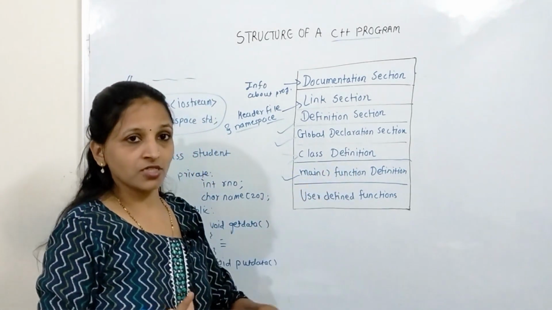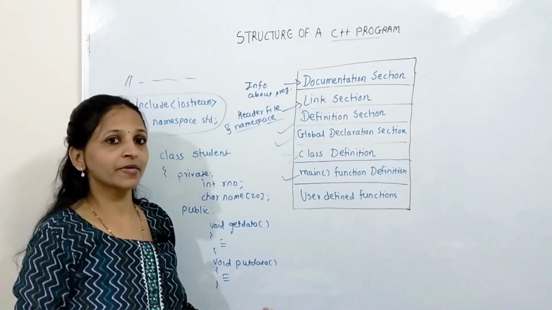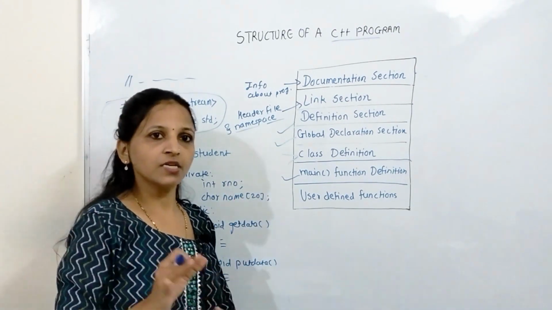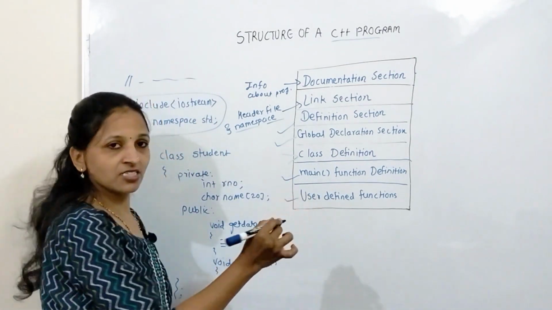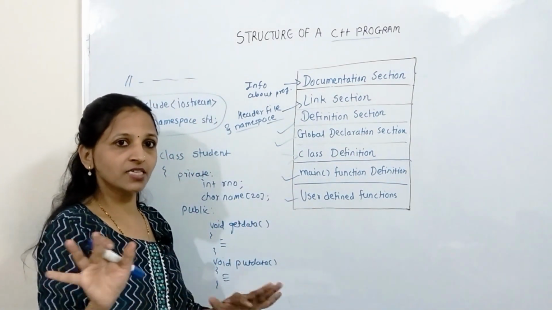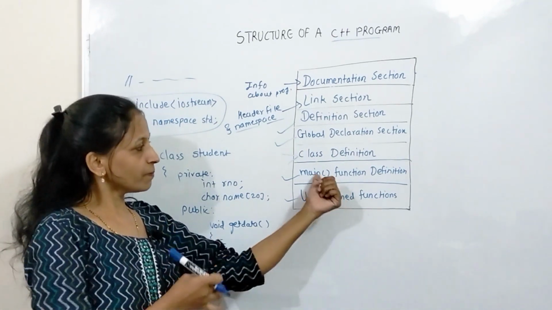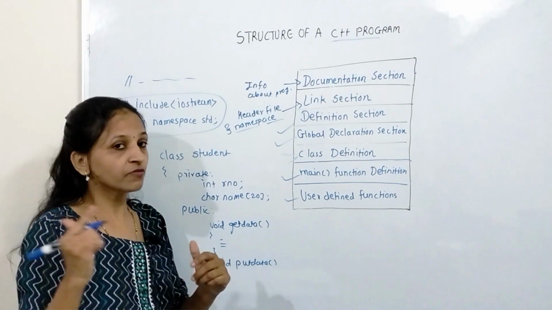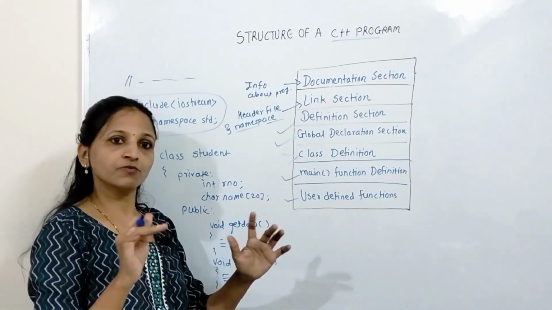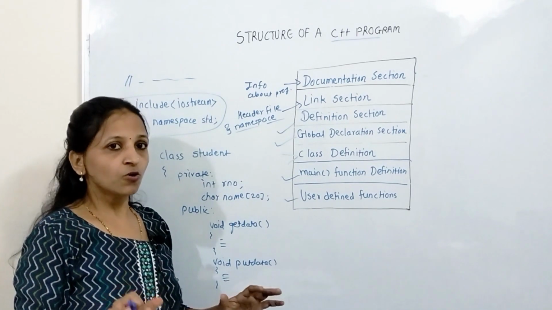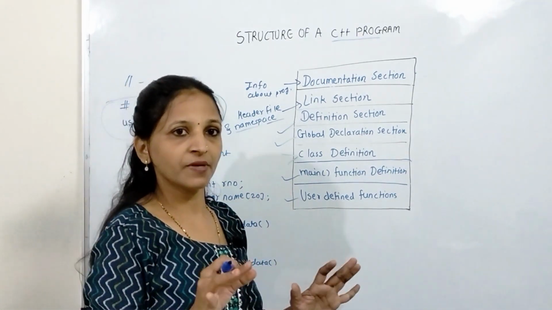Main is the main function of every C++ program. That is a compulsory part. You can write any number of other functions after main, that is the user defined function section. If you want to add any other functions, you can write those after main, but those functions we have to call directly or indirectly through main, then only those functions will get executed. But the main function is always a compulsory part of our C++ program.